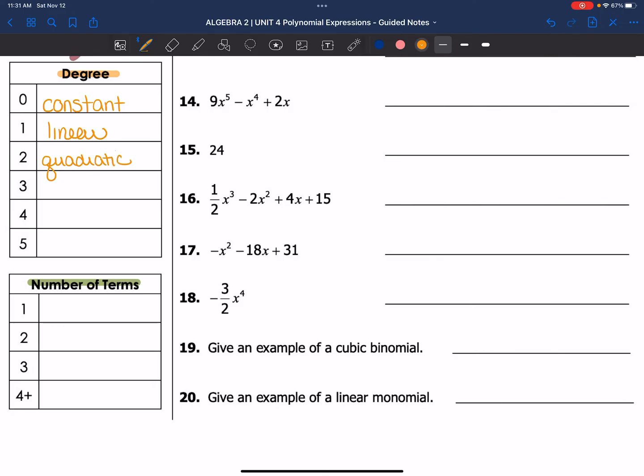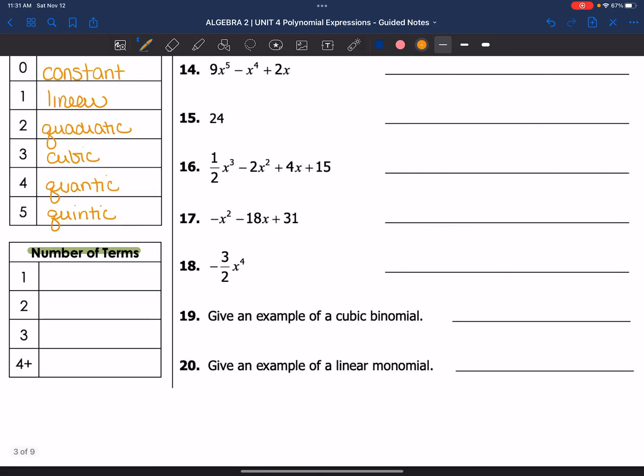A degree of 3 is cubic. A degree of 4 is quartic. And a degree of 5 is called quintic. Anything above that we just call degree 6, degree 7, and so on and so forth.